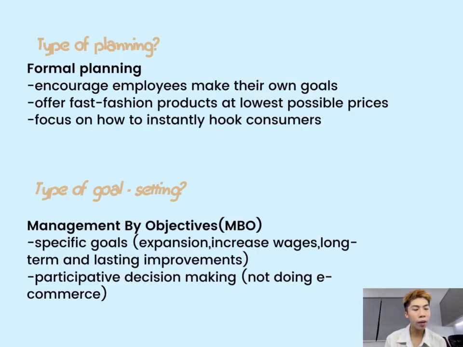First of all, what type of planning is Primark's company actually using? In my point of view, they are using formal planning. And why do I say that? That is because their company is setting a lot of specific goals and targets in a specific period of time. For example, first, they encourage employees to make their own goals. Secondly, they offer fast fashion products at the lowest possible prices. And thirdly, they focus on how to instantly hook customers.